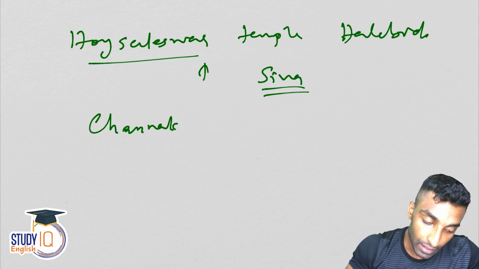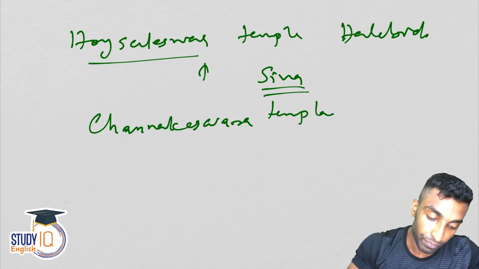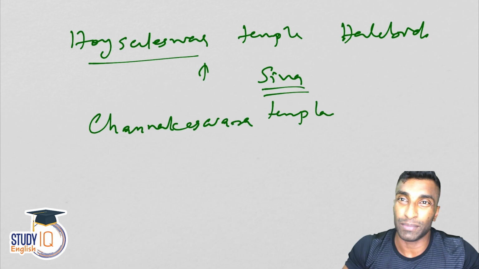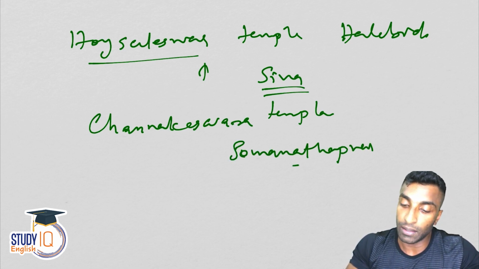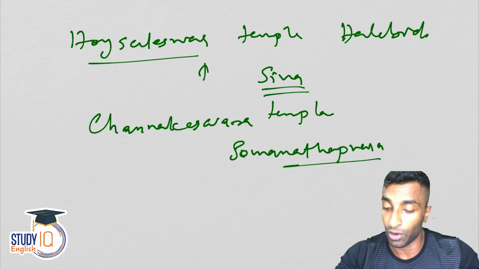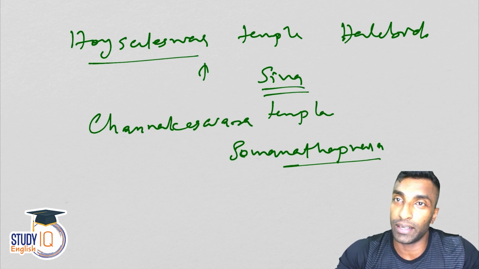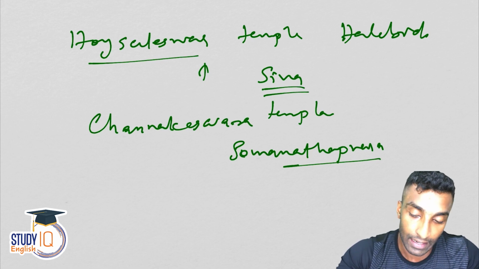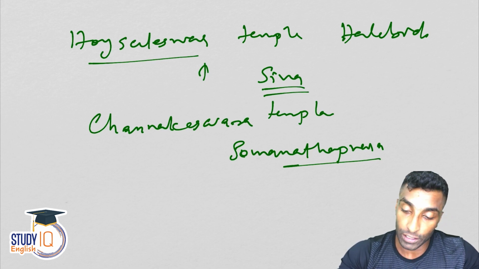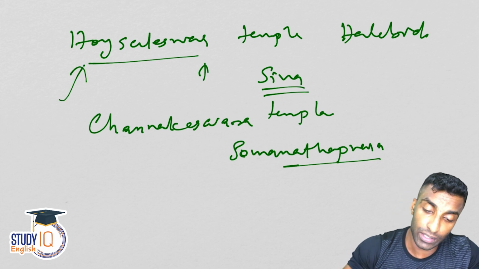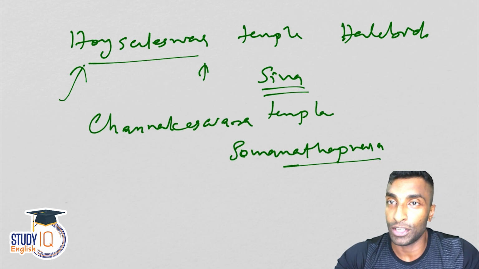And then Channakeshava temple at Somanathpura. Sometimes it is referred to as Somanathapuram. Somanathapura is how we write it, but normally when South Indians pronounce it, they say Somanathapuram. Both are in Karnataka. All are actually in Karnataka, and most of the temples have Shiva as the deity. They can ask you who is the deity in this Hoysala temple. You should know that it is Shiva.